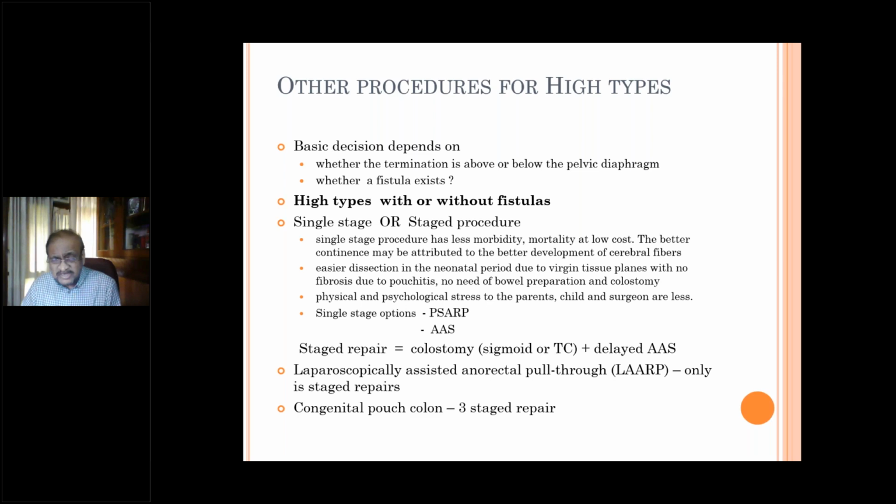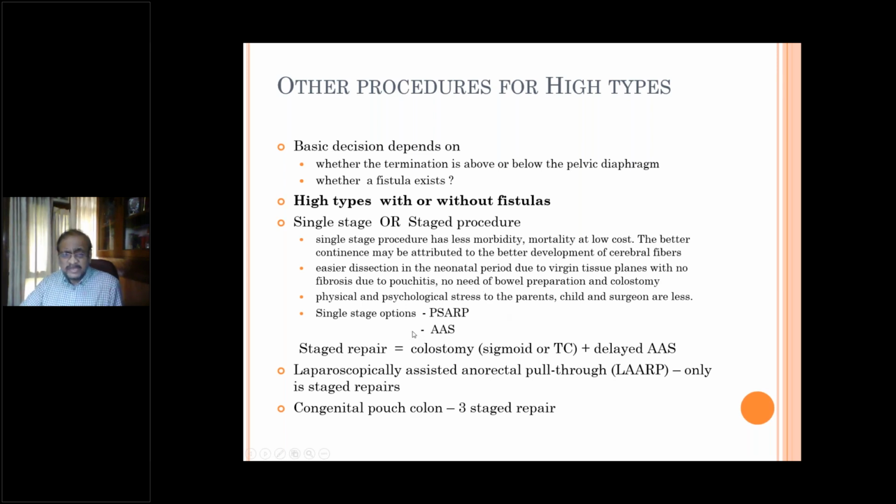And what could be the single stage options? Number 1, doing a posterior sagittal anorectoplasty, known as the PSARP procedure, where you can do an abdominal-anal sacral pull-through. Basically you go in through the perineum, through the sacrum, and you do the abdominal procedure. All 3 have to be tackled together. Now, if the AAS has to be done, it becomes much more difficult as a single stage procedure.